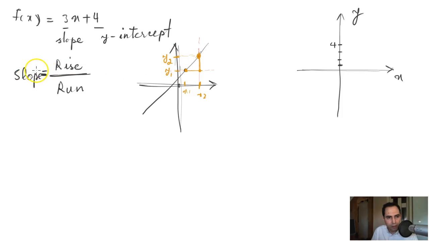So the slope of this function is basically the rise of these 2 points divided by the run of the 2 points, and sometimes they call it delta y by delta x. You know that delta y is y2 minus y1, the change in the y coordinate of the points, and delta x is always x2 minus x1, which is the change in x.